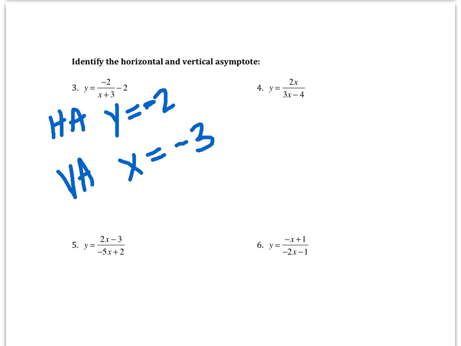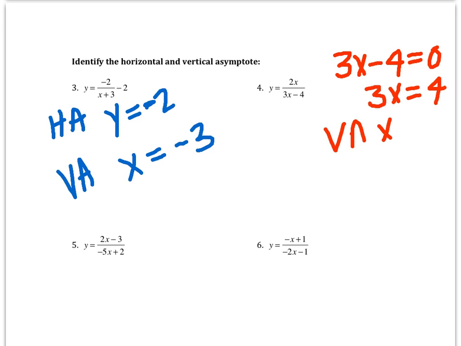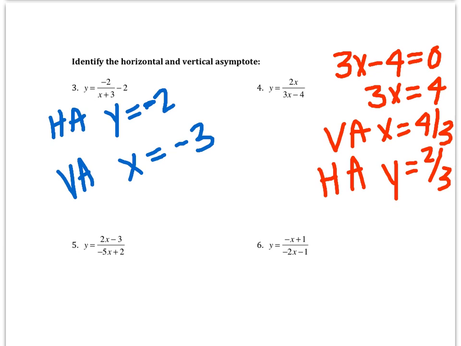Our next problem, okay, this time when I set this equal to 0, I get 3x equals 4. So our vertical asymptote is x equals 4/3. Our horizontal asymptote, this time I'm taking those coefficients of the x's. So I'm going to write our HA is y equals 2/3. It honestly does not get any tougher than that. It really is memorization and just knowing what to do.